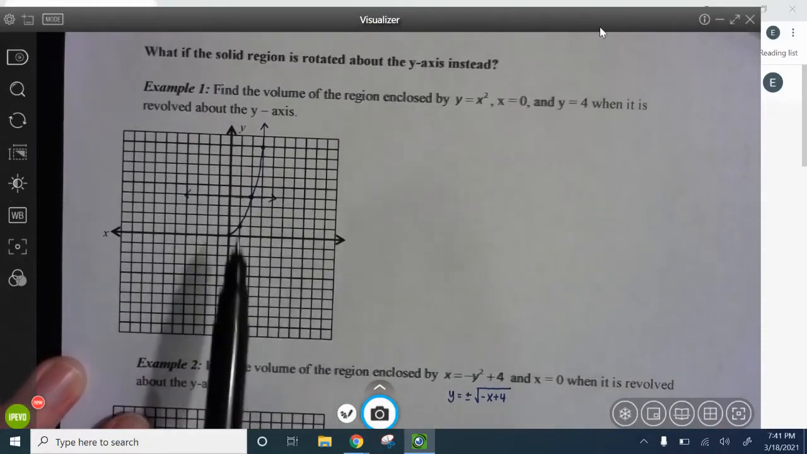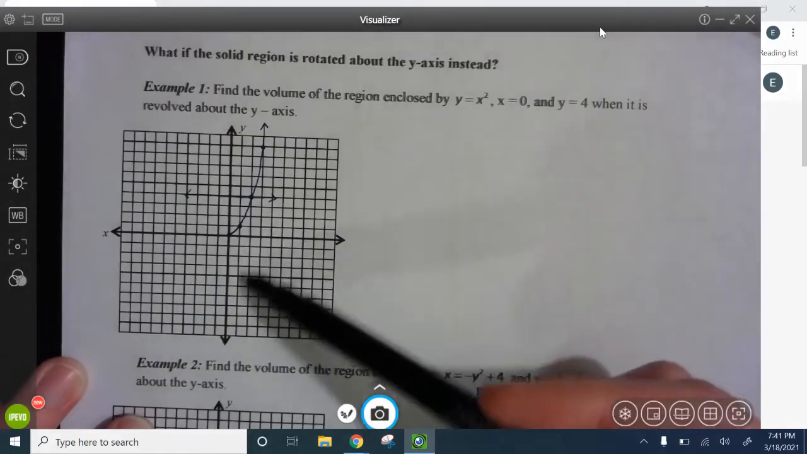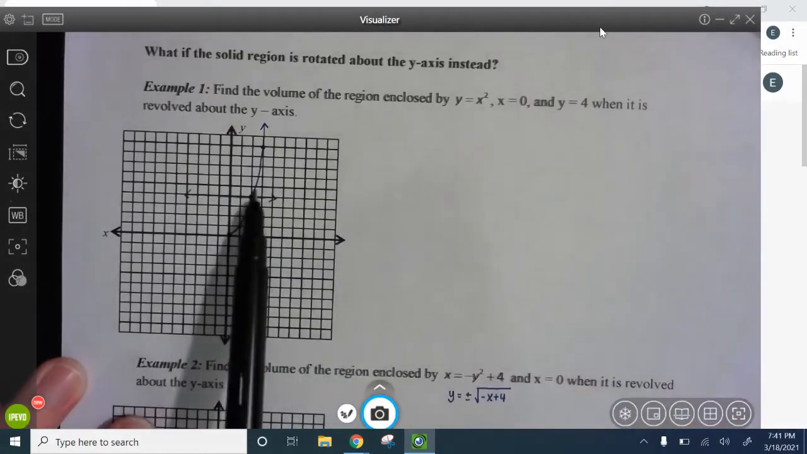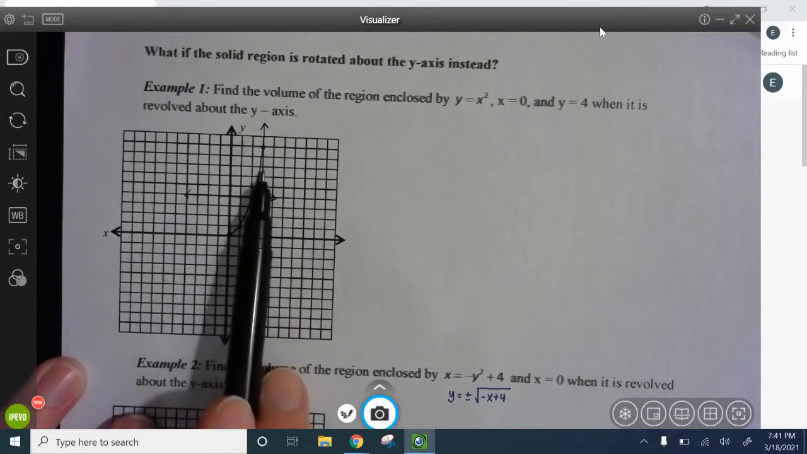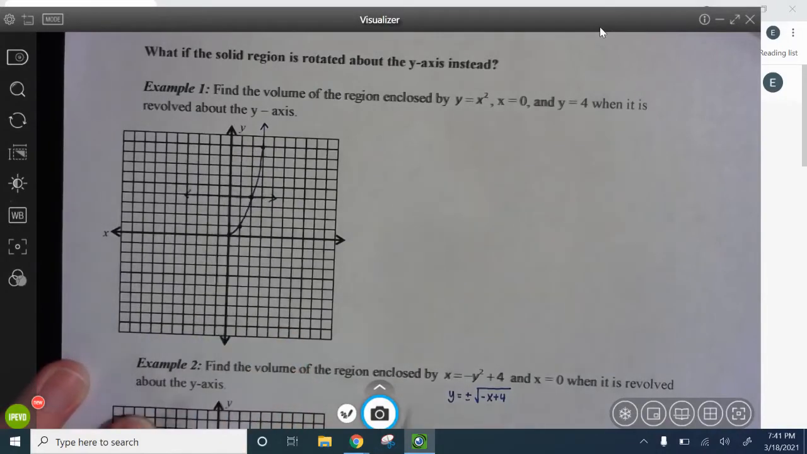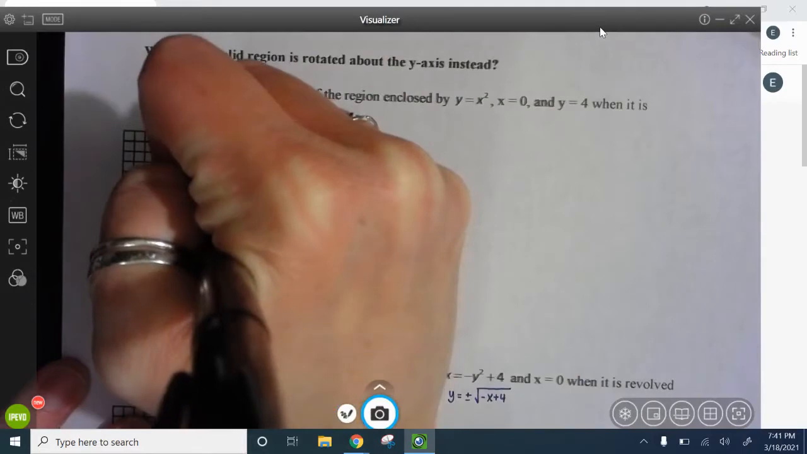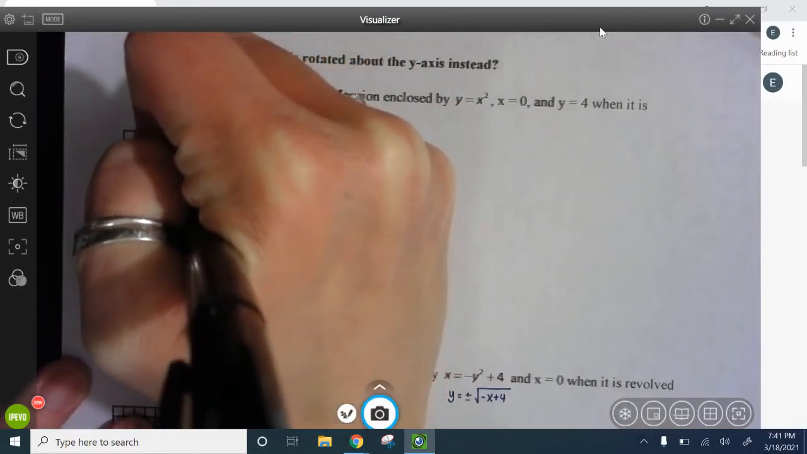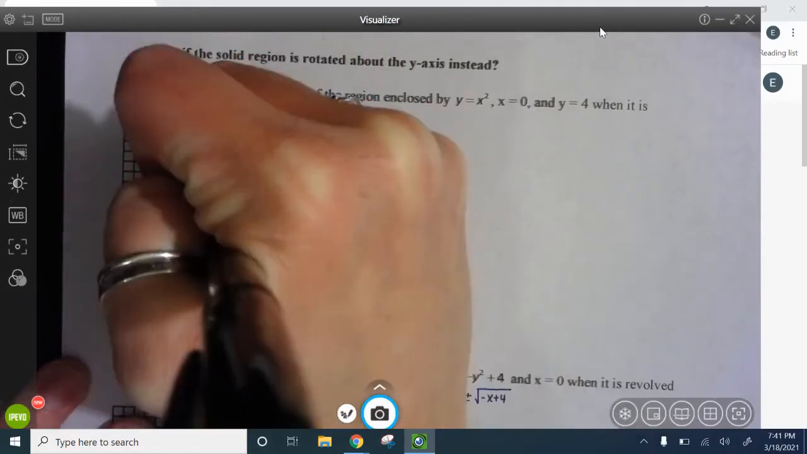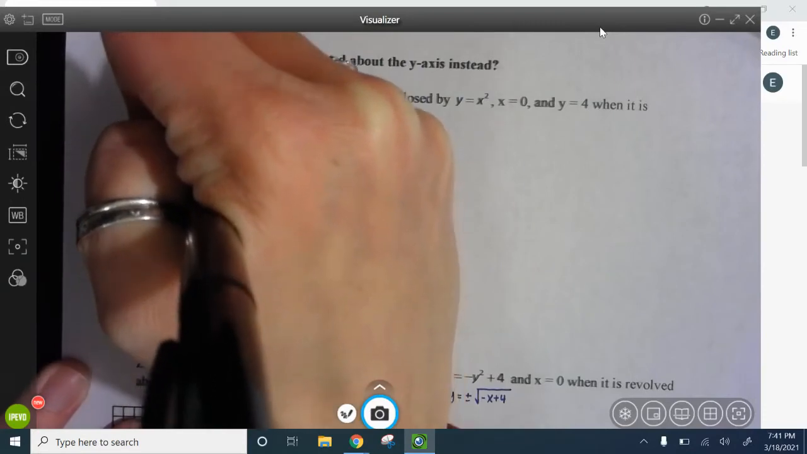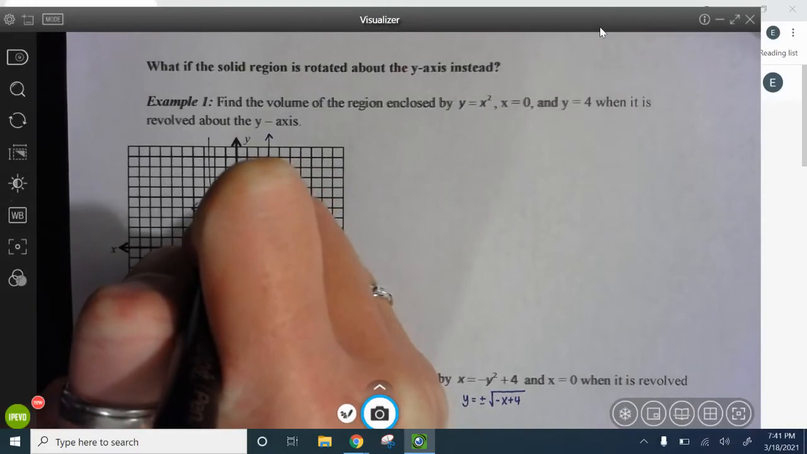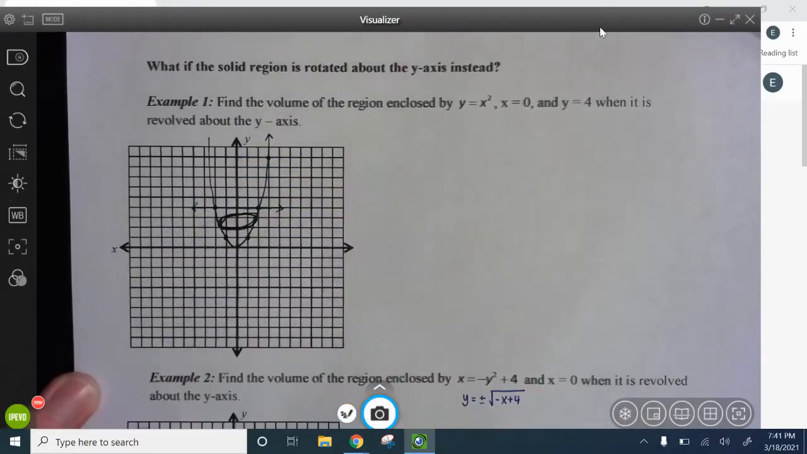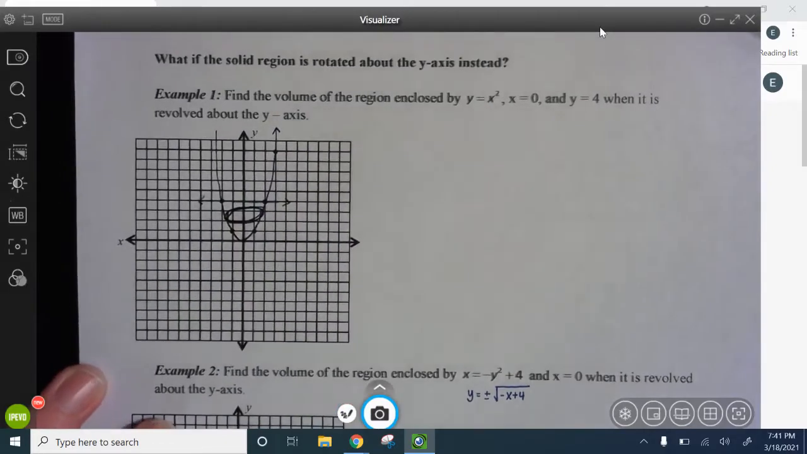So my three-dimensional solid is now no longer going to be facing this way. We're now going to be facing this way. So if I take this branch of my graph and I rotate it about the y-axis, I'm going to have some sort of symmetry going over here on the left side. And then my cross sections are still going to be circular, since we're still rotating it around in a circular fashion here.